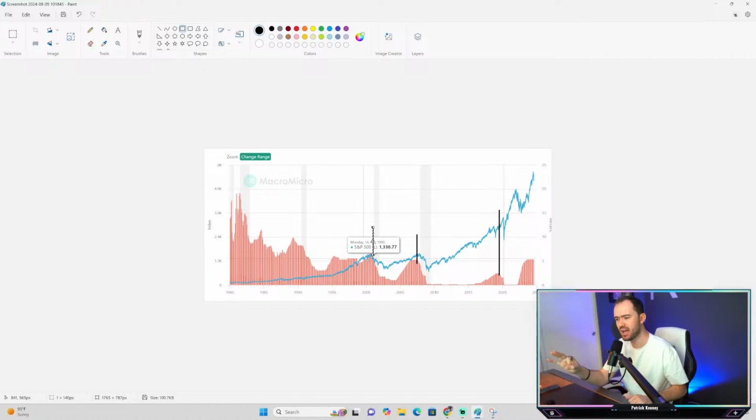But all 3 times, tell me what happened. Time number 1, they started cutting rates, stock market fell. Time number 2, they started cutting rates, stock market fell. Time number 3, they started cutting rates, stock market fell. What we must realize right now is cutting rates has been a phenomenal indication over the last 20 years of markets falling, not markets being bullish.